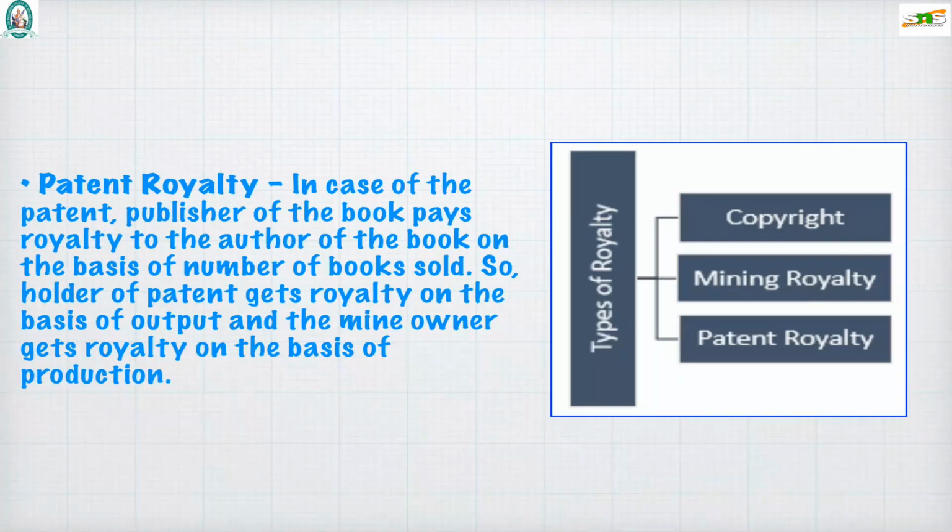The third one is patent royalty. In case of the patent, the publisher of the book pays royalty to the author of the book on the basis of the number of books sold. So, the holder of the patent gets royalty on the basis of output, and the mine owner gets royalty on the basis of production.